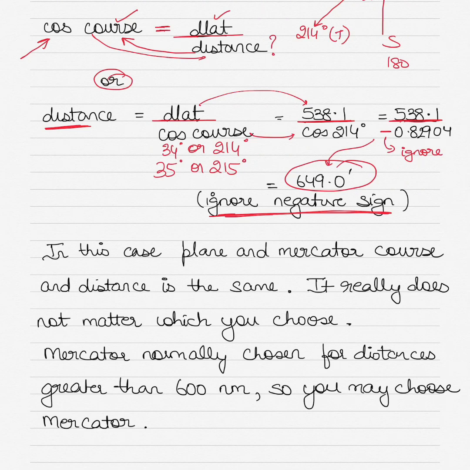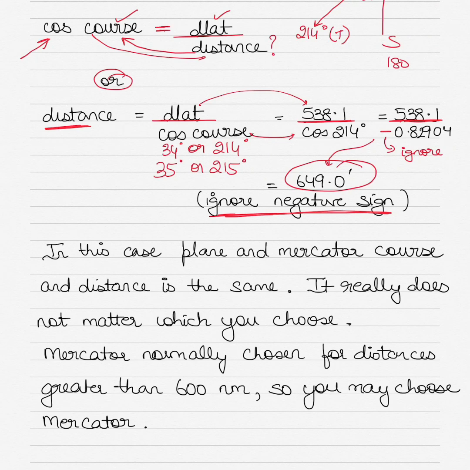So like I said before, plain sailing is used up to 600 nautical miles and Mercator sailing is used for distances more than 600 nautical miles. But this is not an exact figure. This is not based on an exact science. It's a random figure because you will see books quote anything from 400 to 800 nautical miles.